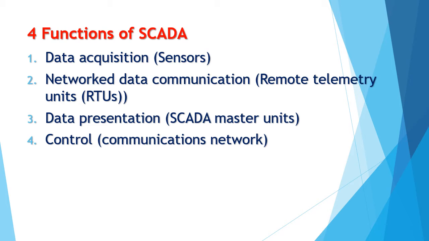There are four functions of SCADA. First are the data acquisitions. These are accomplished by different sensors, equally spaced out or smartly spaced out in a network. Then we have the network data communication. This is done by remote telemetry units or RTUs. Third, we have data presentation. So this is usually placed in the main facility, and it is presented by SCADA Master units. Lastly, we have the control, which uses communications network.